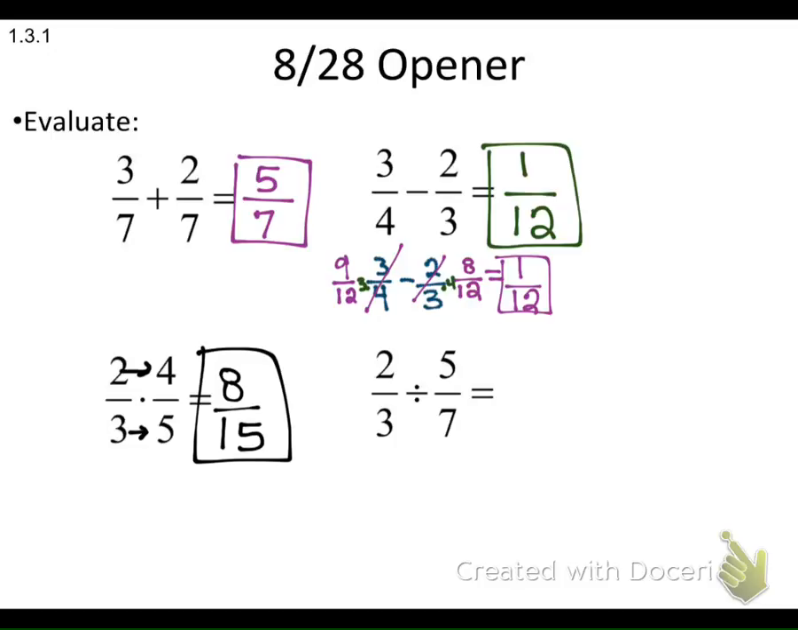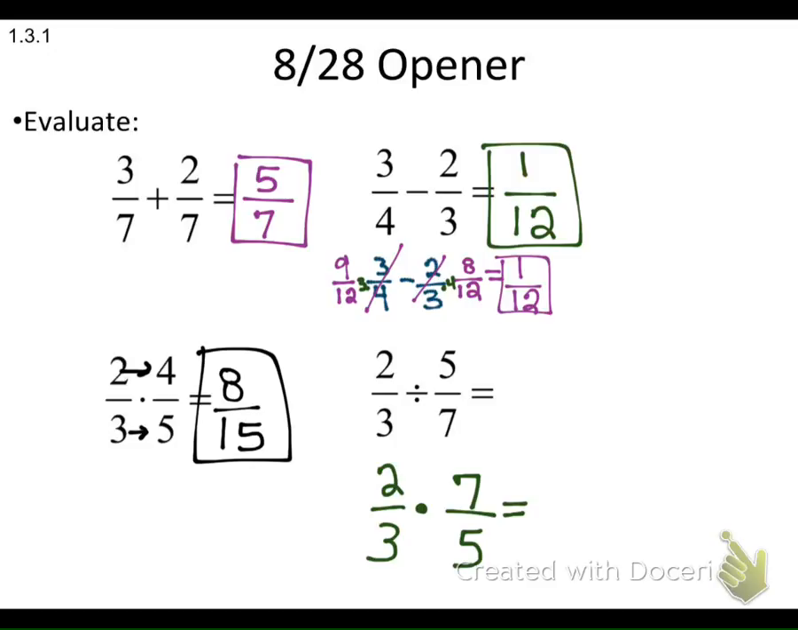Well, the reason why we're going to do KFC for division, it stands for keep, flip, change. So KFC, K keep, F flip, C change. So keep, we're going to keep our first part of our problem the same. So the 2/3, we're going to keep that the same. The F for flip, we're going to flip this number over. So we're going to put the 5/7, we're going to flip it to 7/5. So there's my keep, there's my flip. My change comes in here. I'm going to change the division sign into a multiplication sign. So keep, flip, change. And from there I solve just like I did for multiplication.